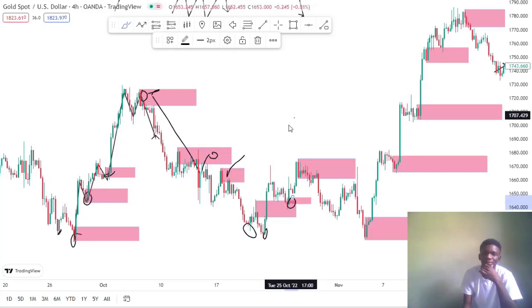Okay, I think this should just be what I want you to do now. Go to your chart, open up your chart, and start mapping out structures and following it and see how it is done. Okay, so this is the end of the tutorial on basic structure of market.